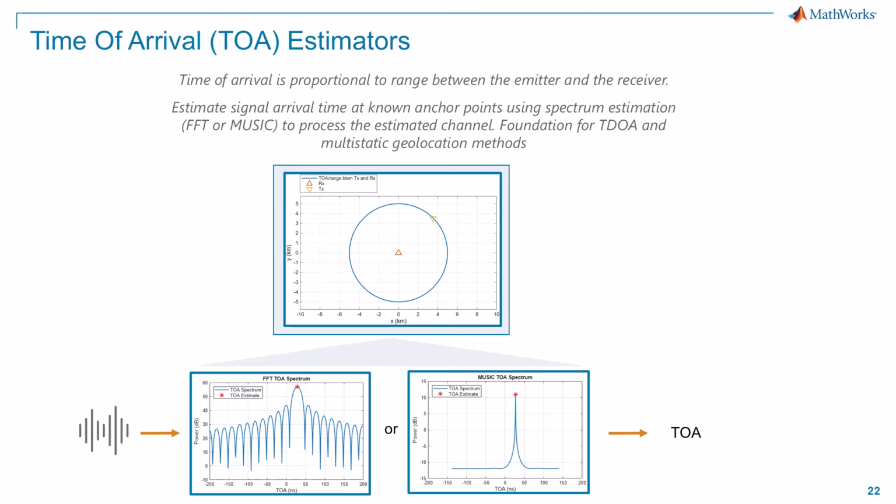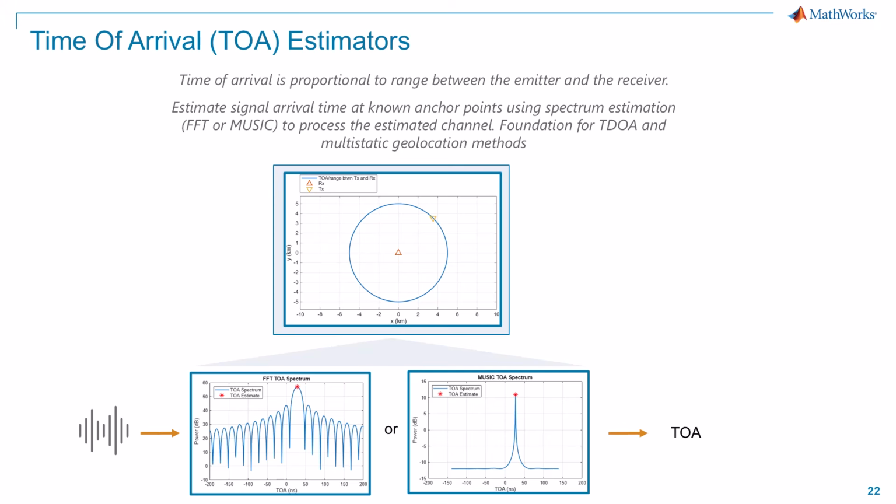Time of arrival estimation. The principle is straightforward. Signal propagation time is proportional to range between emitter and receiver. We estimate TOA by processing the channel impulse response. Two approaches are shown in the lower panels. FFT-based spectrum estimation gives a coarse TOA estimate, while MUSIC-based processing gives sharper resolution for closely spaced multipath components.